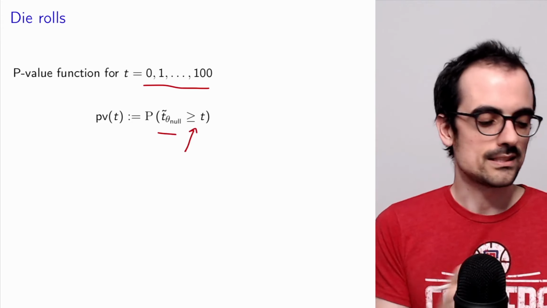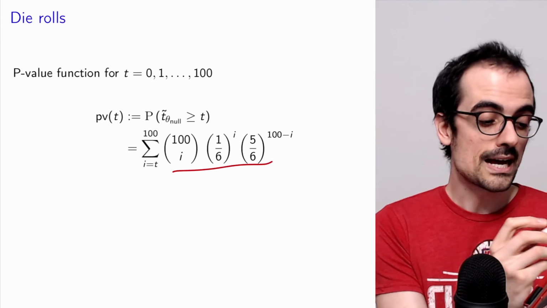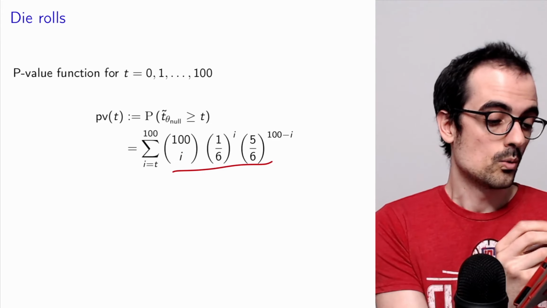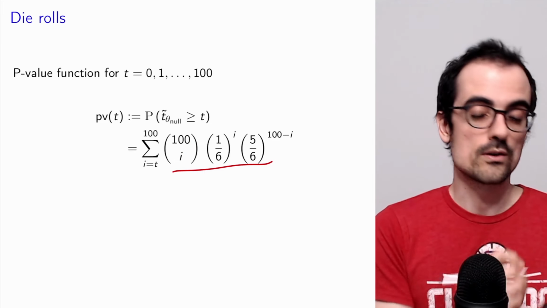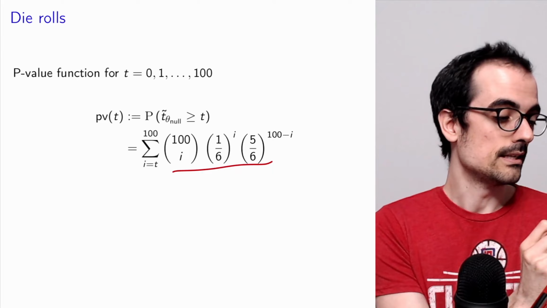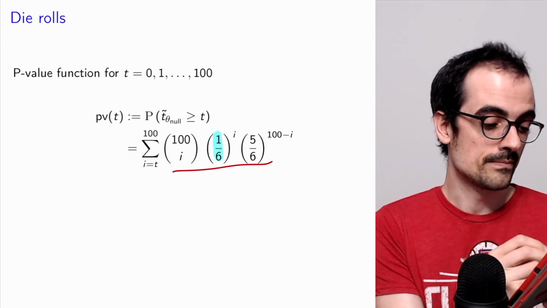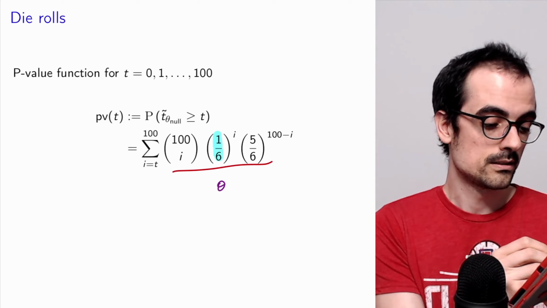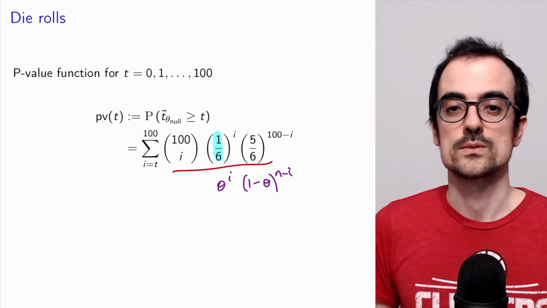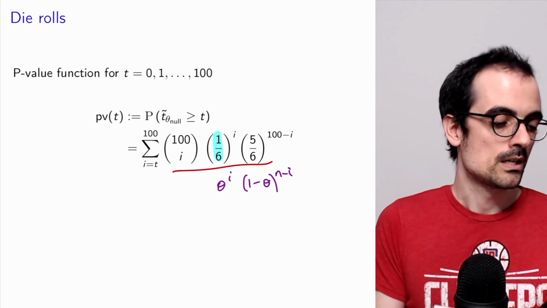Well, we've said that this is binomial. Under the null hypothesis, we fix the parameter to be 1/6. Okay, so this is a binomial where we have basically plugged in theta here and then 1 minus theta to the n minus i. Okay, hopefully that makes sense.